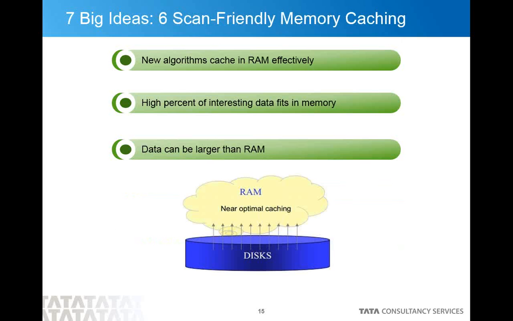DB2 uses a scan-friendly algorithm for memory caching. So at the first point, for a columnar store, we retrieve a page which contains the column. But when we need to fetch hundreds and thousands of pages and put them into the buffer pools, we use a term called interesting pages, which we flag to keep in the RAM rather than flushing it off. So this is some kind of smarter algorithm that we use in DB2 BLU.